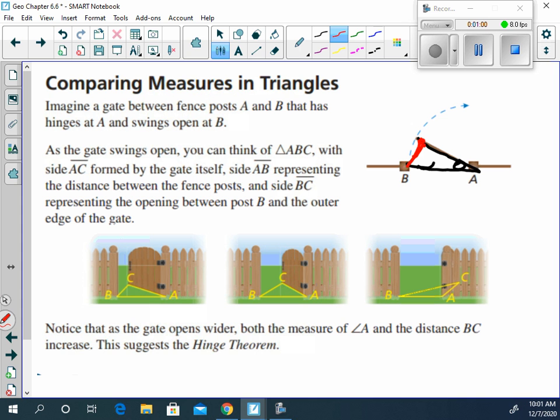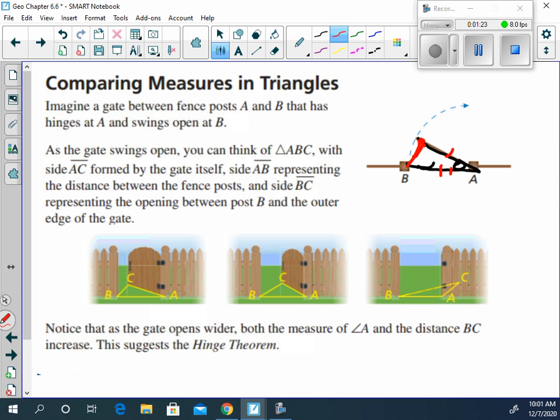The two sides, the gate itself and the distance between the gate and the hinge, this side and this side, are going to stay the same, yes? Because the gate door itself is not magically going to get bigger, and the distance between those isn't going to magically get bigger. Those are going to stay the same. And as I open it, that third side is going to get bigger. The angle is going to get bigger, yes?